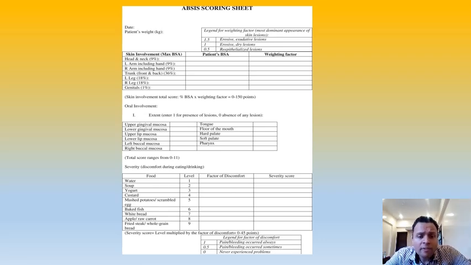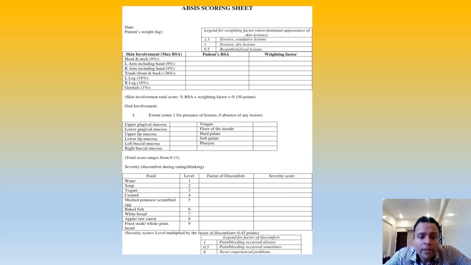Then according to the rule of 9, their head and neck is taken as 9%. Left arm including hand they have taken as 9%, right arm including hand 9%, trunk, front and back, they have taken as 36%, leg 18%, leg 18%, genitalia 1%. So this is according to body surface area.